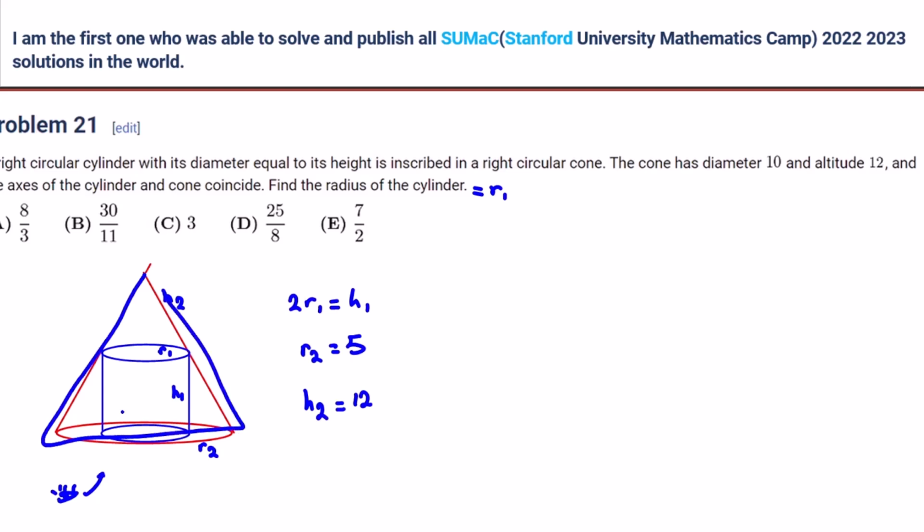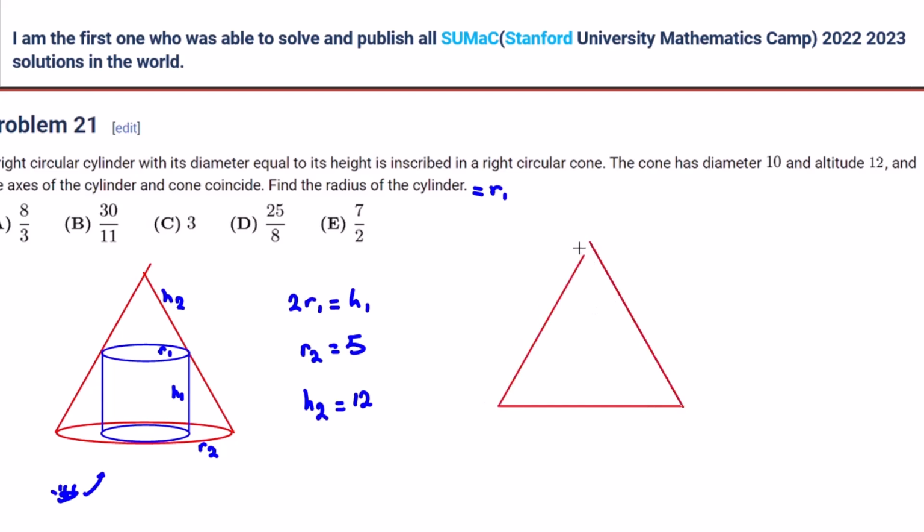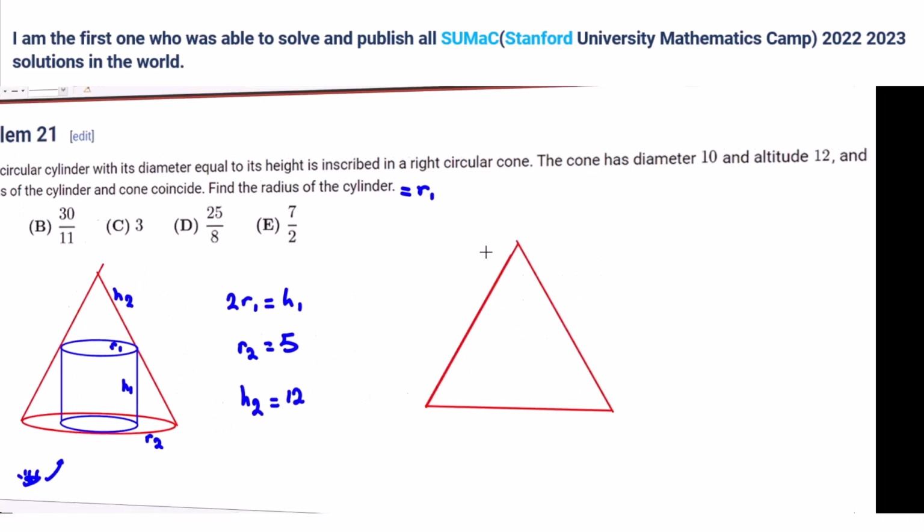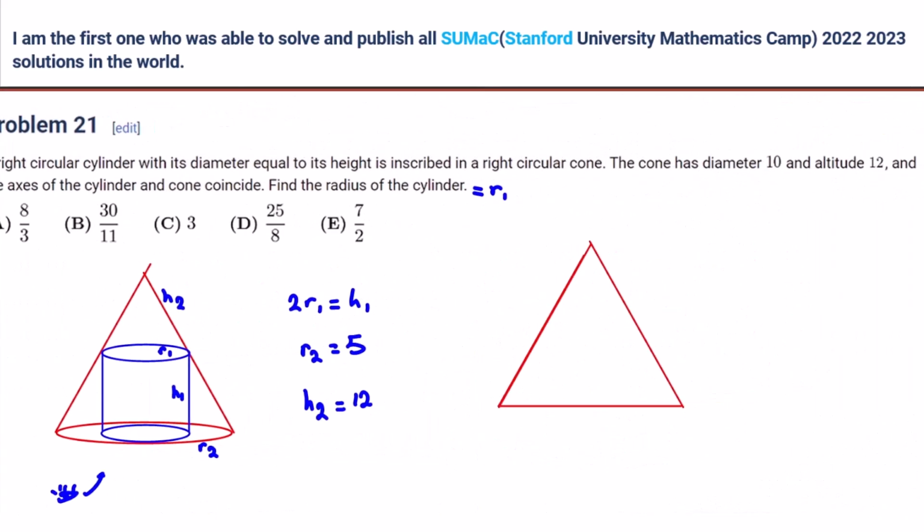The red figure will be what if you see from the front? It's like a triangle. Exactly, it will be a triangle. And the cylinder will be what if you see from the front? Is it like a rectangle? Exactly, good job. It will be a rectangle. Now that we know it's a rectangle, this one is a rectangle.